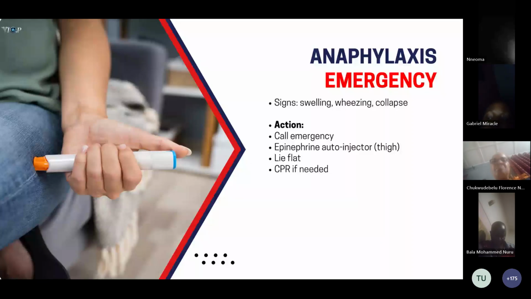Now, the first thing you see, most of the time, is always on the face. The face starts swelling up and swelling up, and then they will be wheezing. Now, I don't know if you'll be able to hear me, but wheezing is basically when somebody is breathing and you hear the way they are breathing, like that's how they begin to breathe. You can hear the way the air is going into their lungs. So that's basically what they call wheezing.